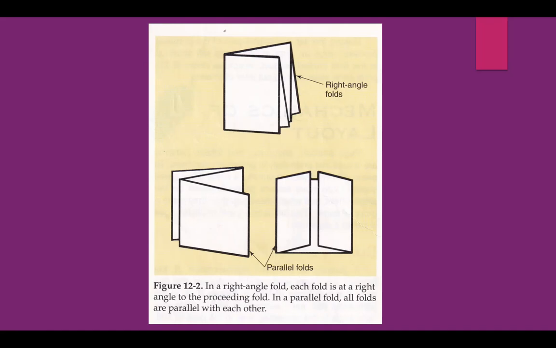Parallel folds are used for things like trifold brochures and gate folds. Right angle folds are used for things like French fold cards. I had to go for a cheap shot there because that's an easy one. That's just a single sheet folded twice, but also book signatures for making books, magazines, catalogs, etc.